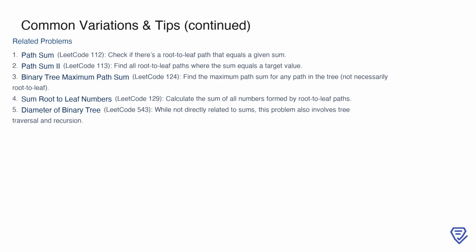Another related problem is Binary Tree Maximum Path Sum, problem 124, which involves finding the maximum path sum in the tree, and this path doesn't necessarily have to go from root to leaf. Sum Root to Leaf Numbers, problem 129, focuses on calculating the sum of all numbers formed by root-to-leaf paths, which is another variation of path-based traversal. Finally, the Diameter of Binary Tree, problem 543, while not directly related to sums, shares similar traversal and recursion techniques, as it involves finding the longest path between any two nodes in the tree. Studying these problems can deepen your understanding of tree traversal and recursion strategies.